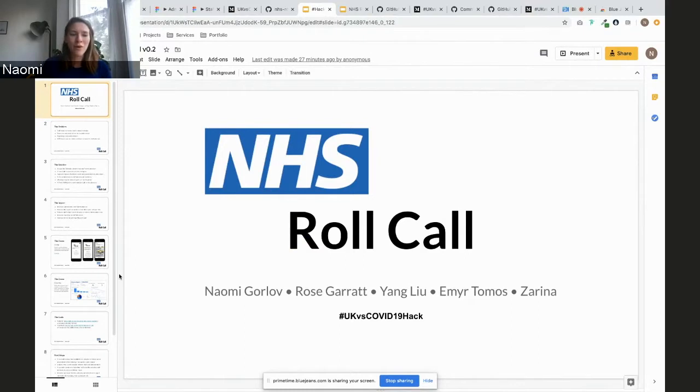So the roll call app was aiming to solve two different problems. So one is to help perhaps automate rotas a bit more and make it easier to ensure that all the different kinds of doctors that need to be in a hospital on a given shift can be there, but also track why doctors can't attend hospital if they can't come to work for isolating reasons or because they're displaying symptoms themselves.